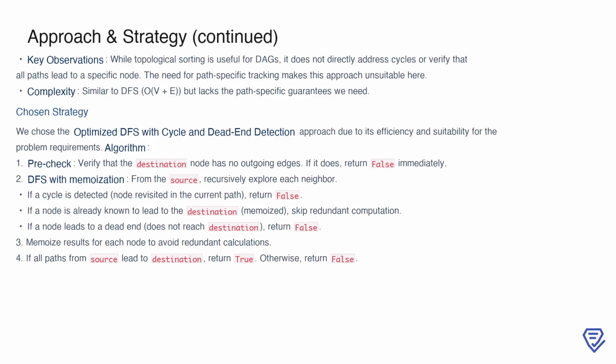If a cycle is detected during the traversal, which occurs when a node is revisited in the current path, we return false. Similarly, if a node leads to a dead end or does not eventually reach the destination, the algorithm signals failure. To avoid redundant computations, we memoize results for each node, allowing us to reuse previously computed outcomes. If every path from the source is confirmed to lead to the destination, we return true. Otherwise, we return false, ensuring a comprehensive and efficient solution.